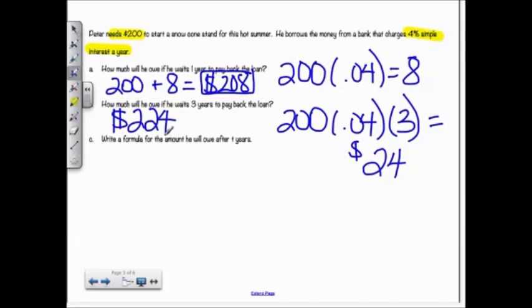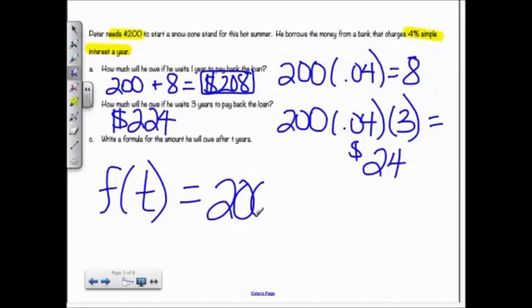Now it says write a formula for the amount he will owe after t years. If you think about it, if he starts at owing $8 and then he owes 16 and then he owes 24, we have a common difference of 8, which means that this is going to be an arithmetic sequence. So if I wanted to write a formula for the amount he owes after t years, this would be easy because all I have to do is think about it like this. F of t is equal to, he owes 200 no matter what because he borrowed it, plus an additional $8 per year. Okay, so hopefully that makes sense to you.